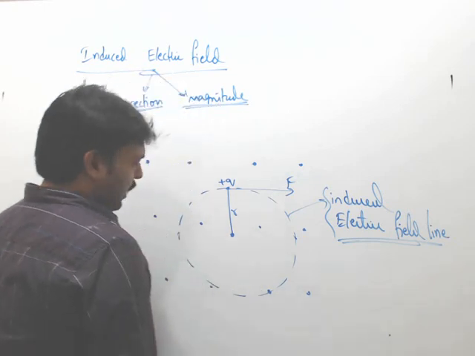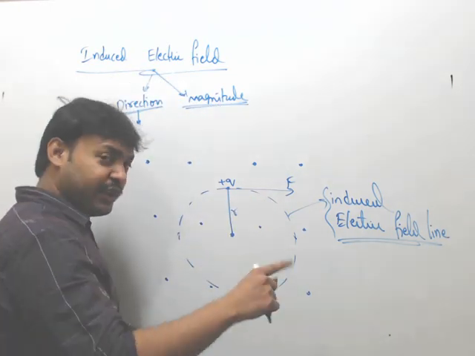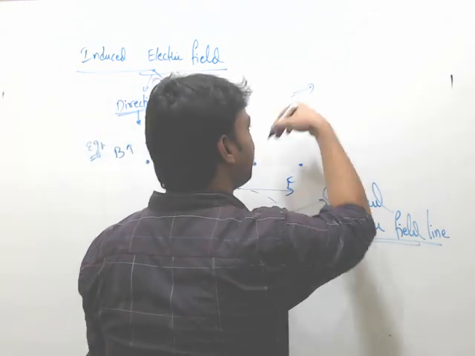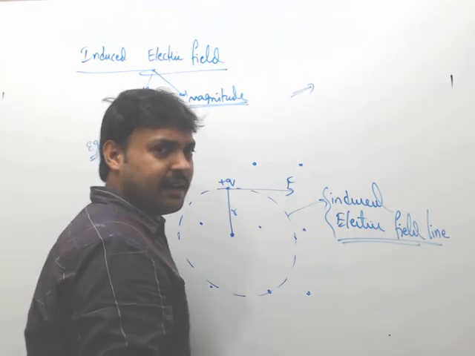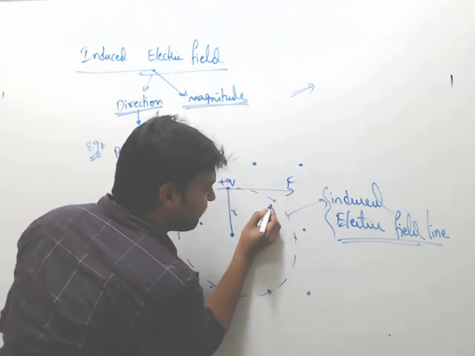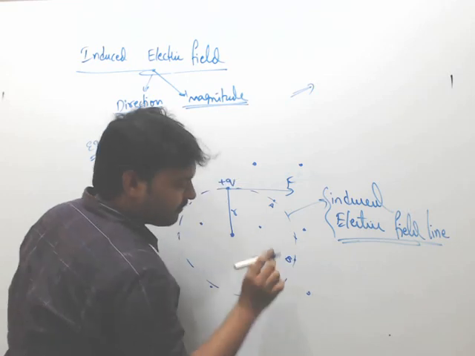One more thing. If I consider this as the field line, according to the old concept in the first chapter, what we studied is that at any point on the field line, if I consider point A, and if I consider point B.